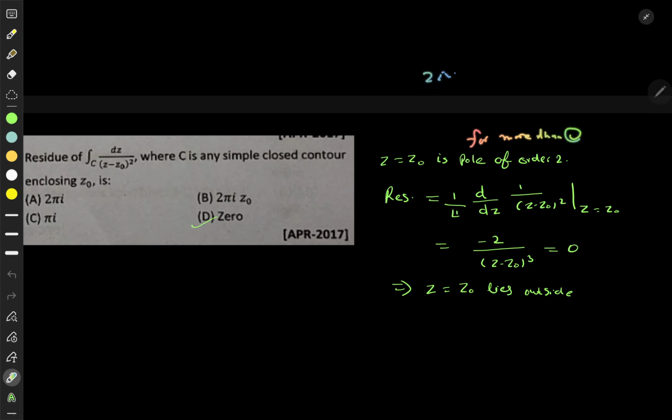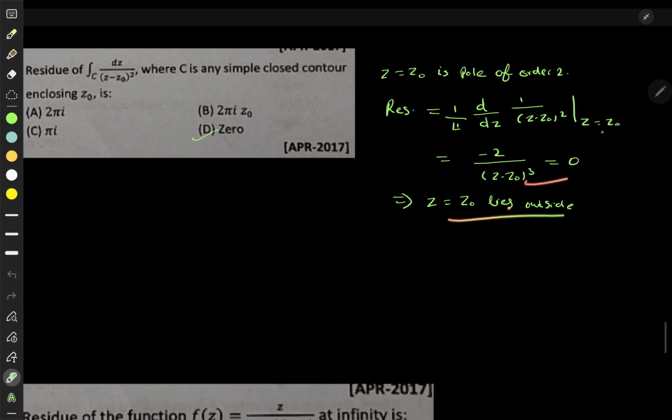If it is less than 1 or 1, it is multiplied by the value of the function at that point, multiplied with 2 pi iota. But for this, what we'll do is 1 upon factorial n minus 1, d^(n-1) upon dz^(n-1) of the function of z at that point. So here it is a pole of order 2, so d by dz. Very easy question.